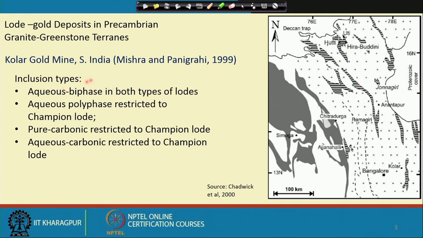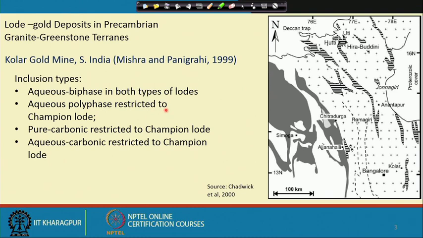So, taking the example of the Kolar gold mine, which was studied some time back, the inclusions that we see in the different reefs, the gold-quartz reefs or the gold-quartz-sulphide reefs, are aqueous biphase. The two different types of lodes, the gold-quartz lode and the gold-quartz-sulphide lodes, were studied from the Kolar region in two different mines, but they are the same lode which is exposed.